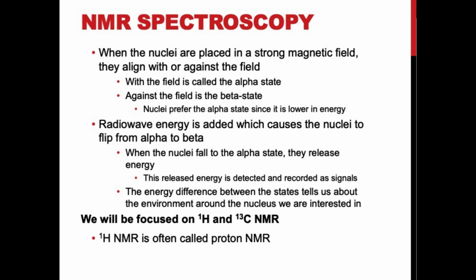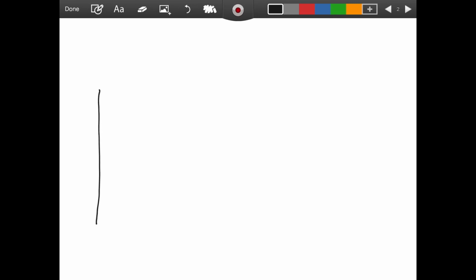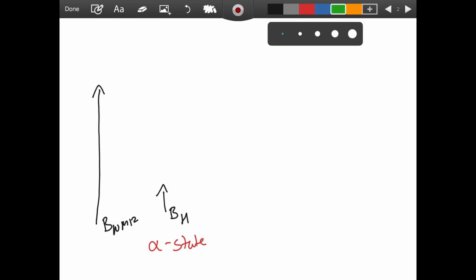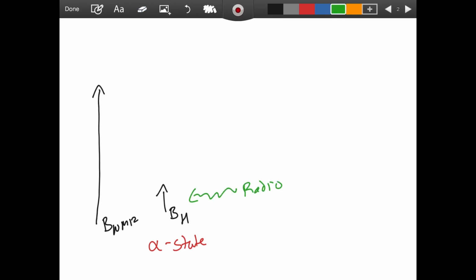So to actually get a spectra, we're going to go back here. Here's our B from our NMR. And so we have a hydrogen chilling out in the alpha state. And then what will happen is we use radio waves to give these hydrogens energy so that they go from the alpha state up in energy.